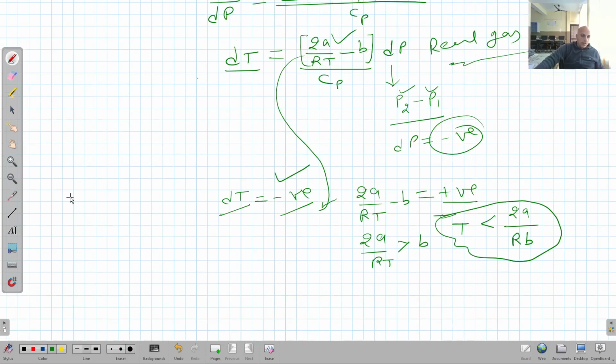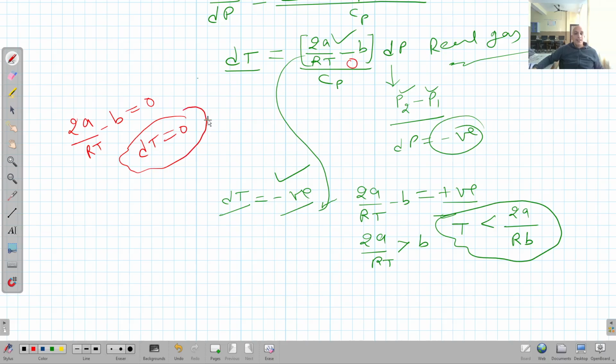In the second situation, this is very interesting. Suppose 2a upon RT minus B is equal to 0. If I put it 0 here, then this dT will become 0. It means again there is no change in temperature and the real gas becomes ideal gas. Clear? So it means 2a upon RT is equal to B. It means T is equal to 2a upon RB.